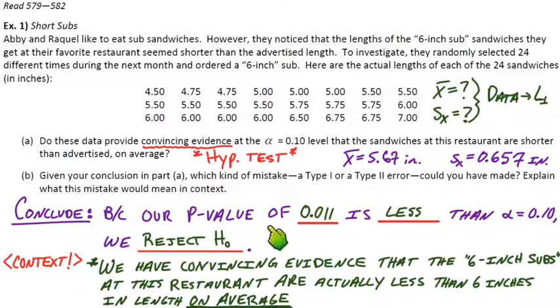So both of these parts are critical. You have to make the correct decision, of course, and then you have to give a context statement, right? The conclude step, you have to summarize your decision in context.